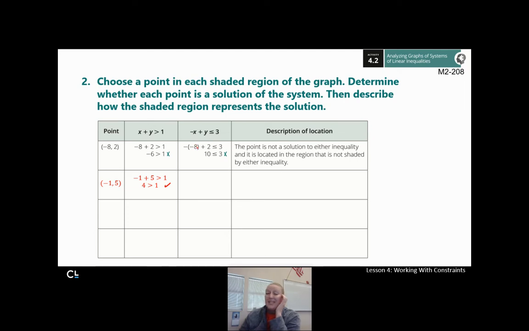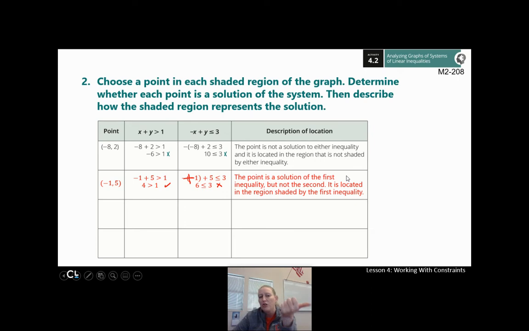Let's go ahead and plug into the second inequality. So -x means -1 plus y means plus 5. Of course, -1, that becomes a positive 1. And 1 plus 5 is 6. 6 is not less than or equal to 3. That didn't work. But we kind of knew that was going to happen. So it looks like the point is a solution for the first inequality, but not the second. And it is located in the region shaded by the first inequality.